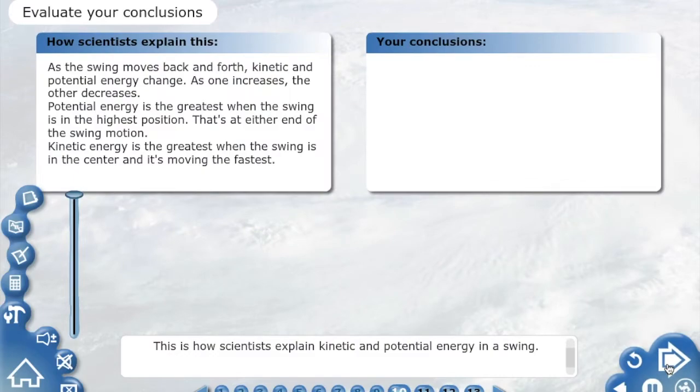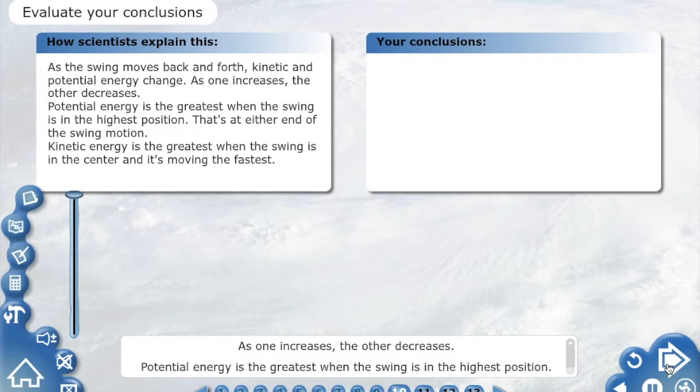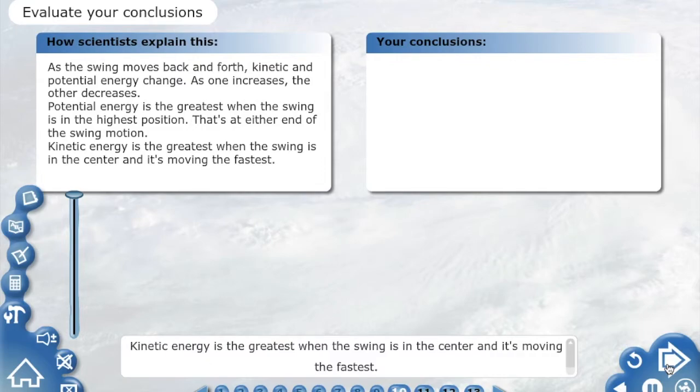This is how scientists explain kinetic and potential energy in a swing. As the swing moves back and forth, kinetic and potential energy change. As one increases, the other decreases. Potential energy is the greatest when the swing is in the highest position. That's at either end of the swing motion. Kinetic energy is the greatest when the swing is in the center and it's moving the fastest.